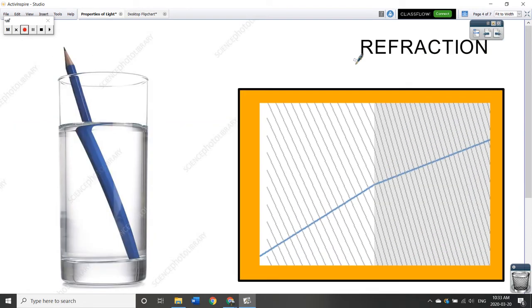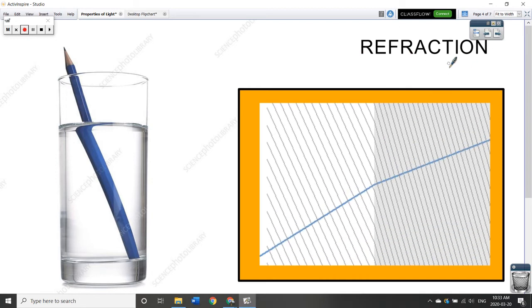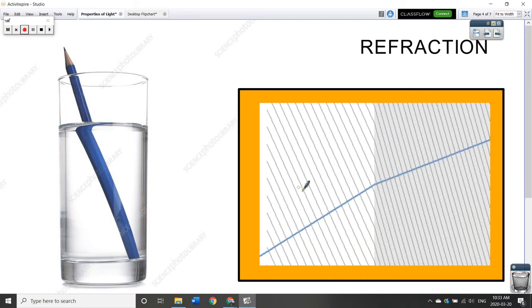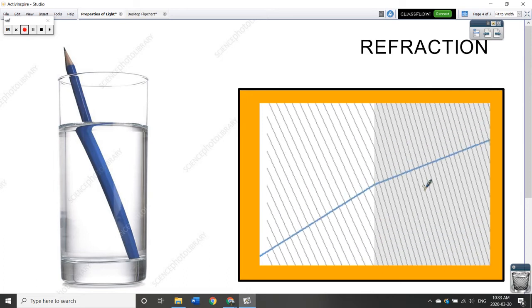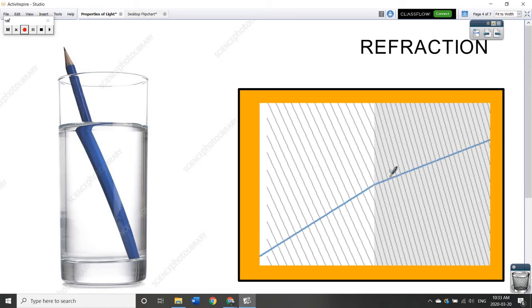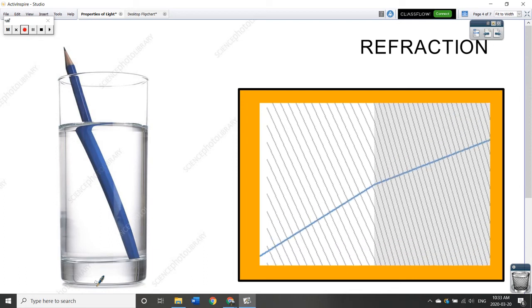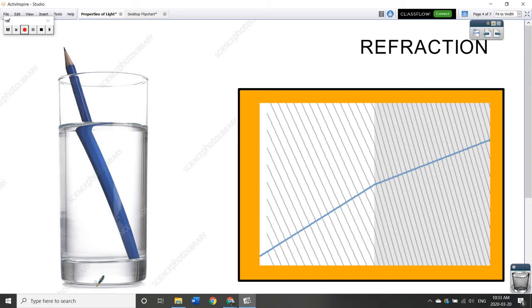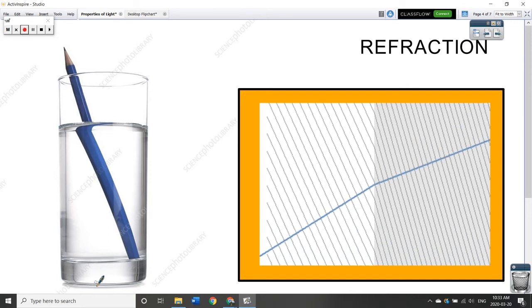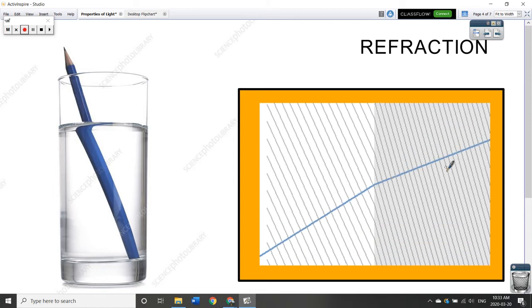Another property of EMR is refraction. Refraction is what happens when EMR travels from one medium to another medium with a different density. So this can be going from light into water, or from air into water, or from water into air, or it could be going from glass into water or glass into air. But as light travels through different materials, it actually bends.